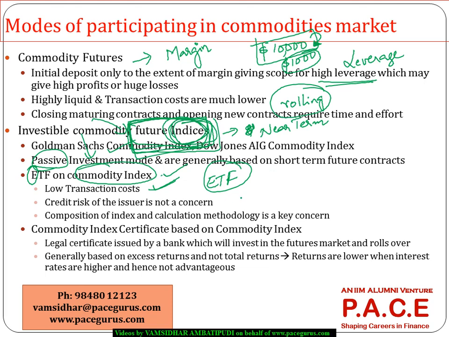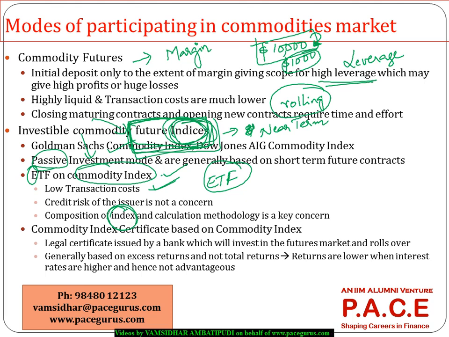So the credit risk of the issuer is generally not a concern in this case, whereas the biggest concern here is the composition of the index. How is this commodity index constituted? What kind of commodities have gone into it? What is the rebalancing strategy? What is the calculation methodology of that particular index? So getting into the details of the construction of an index is a very key factor as a part of the ETF investing.